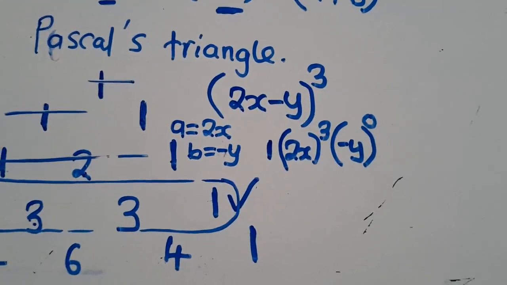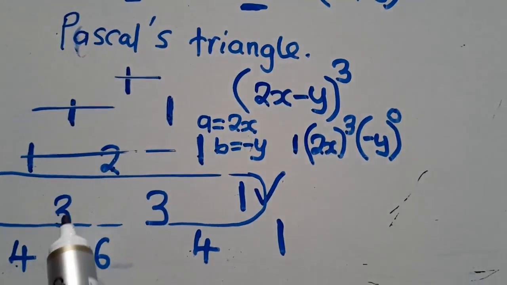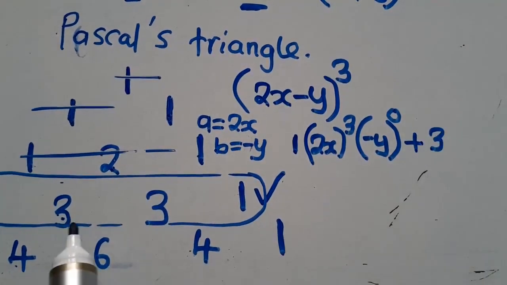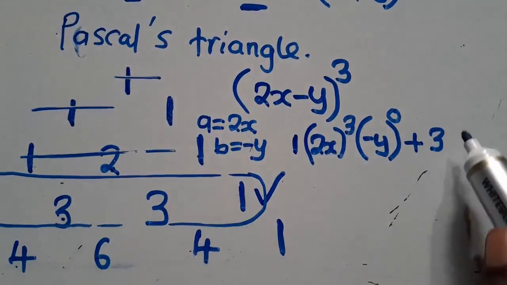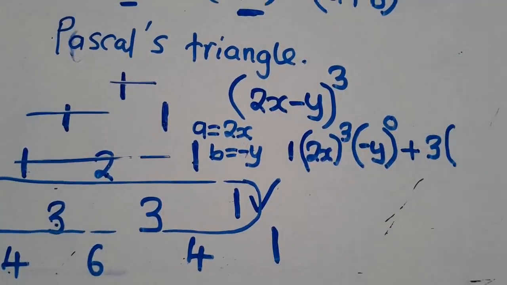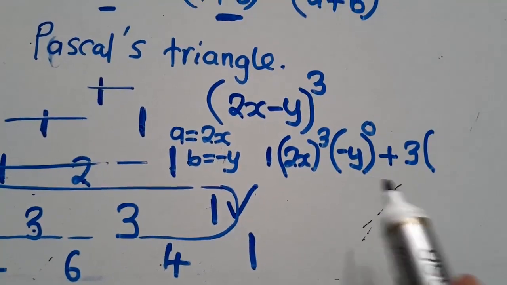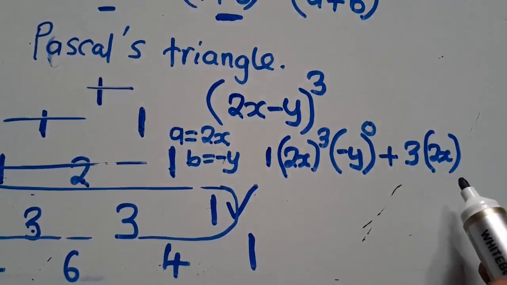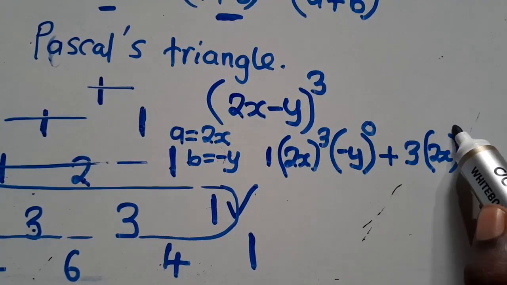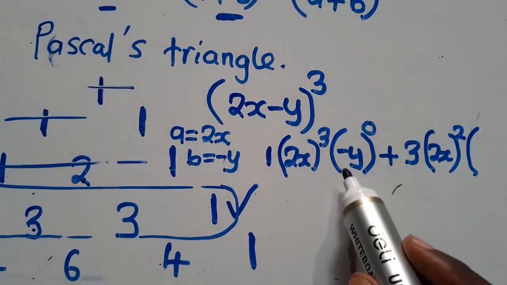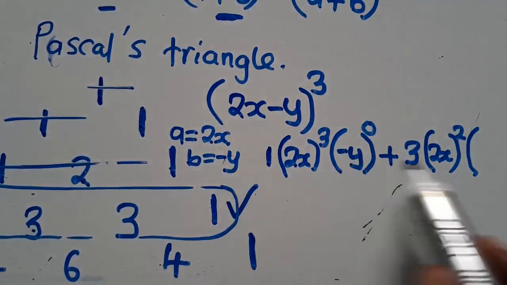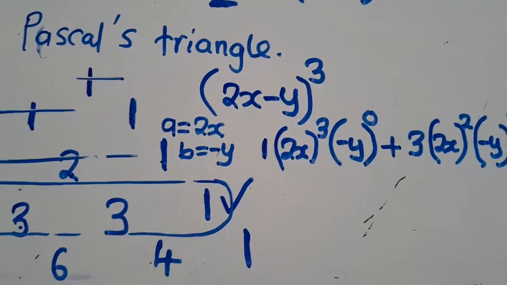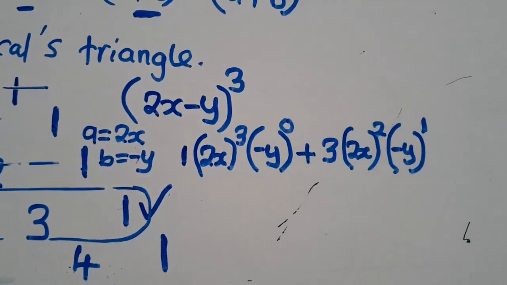I want you to understand this. I move here, I go to 3. So I say plus 3. Getting these coefficients, have you seen 3 there? What is my A? My A is 2x. It was having power 3, it is going to have power 2. Then the B, having power 0 here, is going to have power 1 like this. So this is what I'll be doing until I finish.